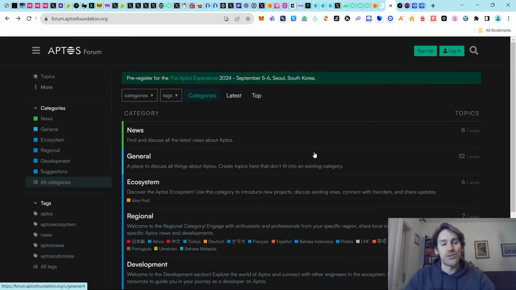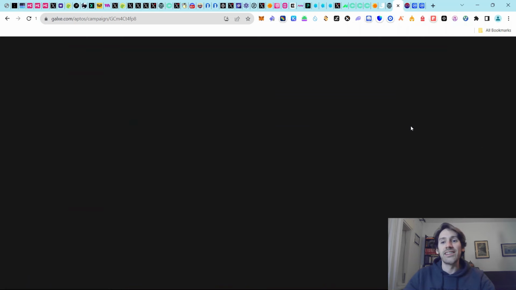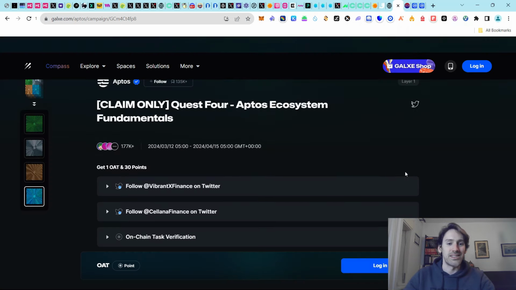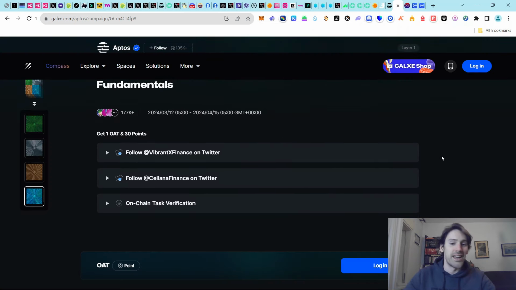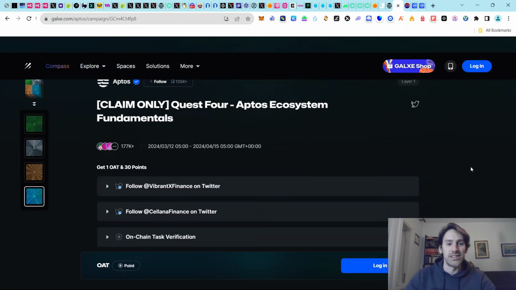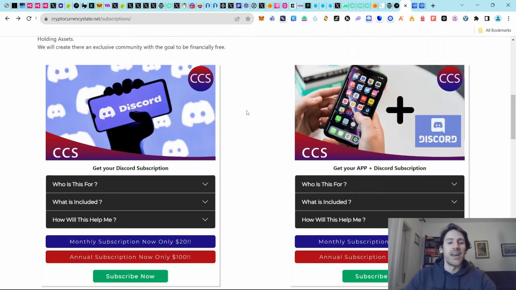Other than that, we also have Aptos Forum. It is recommended to make an account here and make minimum engagement posts on the platform, because it could be some kind of multiplier in the future. And lastly, you have Aptos Quest running until April 15th. And this is Quest 4 for the Aptos Ecosystem Fundamentals. And that's a wrap on the more technical aspects of the Aptos Ecosystem.